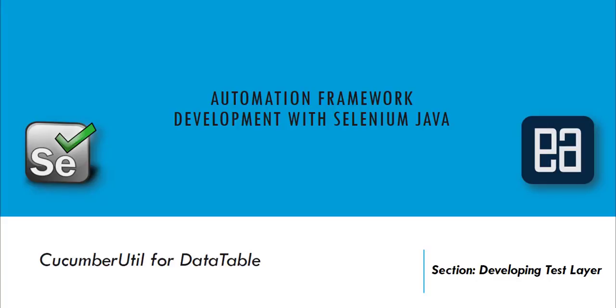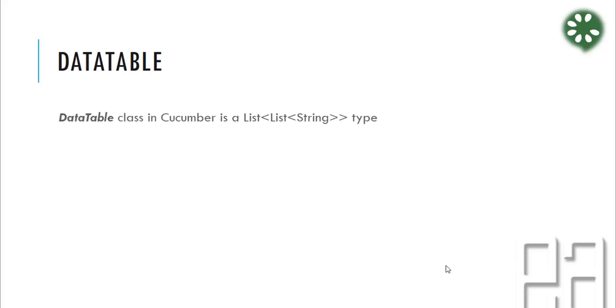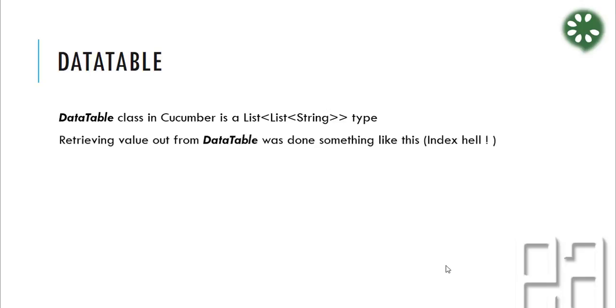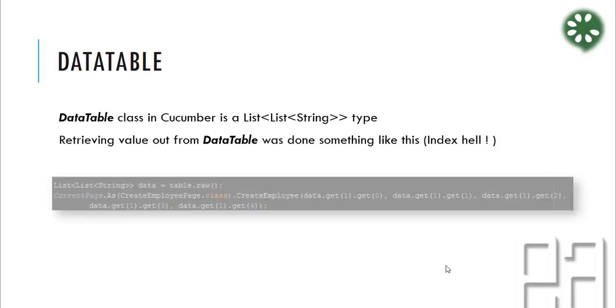Cucumber tutorial for DataTable. In our previous video, we used the DataTable class in Cucumber to retrieve values out of a feature file's table. As we know, the DataTable class in Cucumber is a type of list of strings, and retrieving the value out from the collection was something like this.